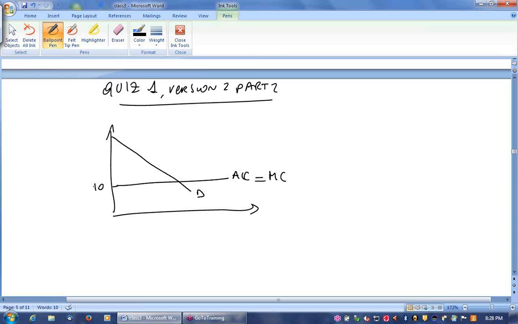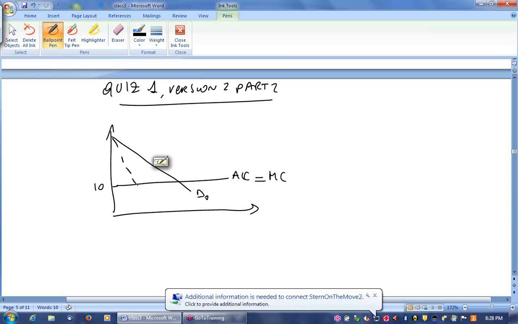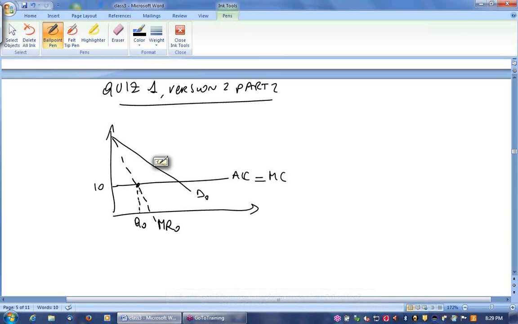Let's call the initial profit maximizing price P0 and the initial profit maximizing quantity Q0. So again, how to find them? We draw the marginal revenue curve, we find where it crosses the marginal cost, and we find Q0 and P0.